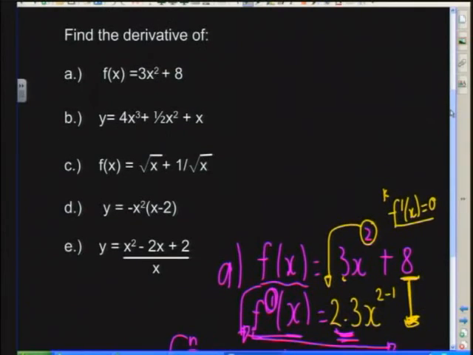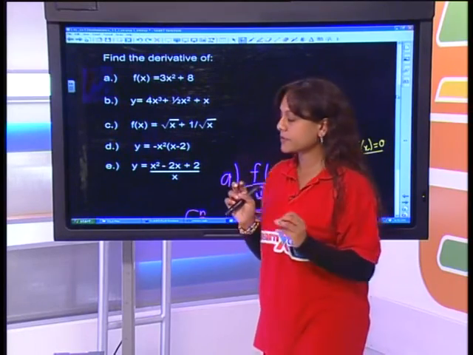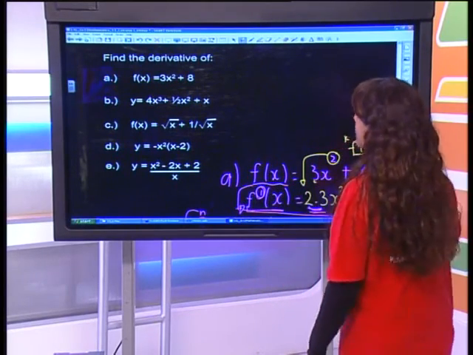Okay, hopefully you guys were able to follow that and it's easy so far. We're just using the basic power rule. Okay, we're going to look at another example. This is example B.